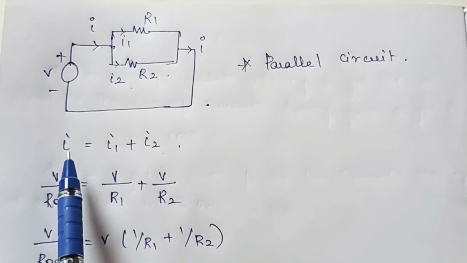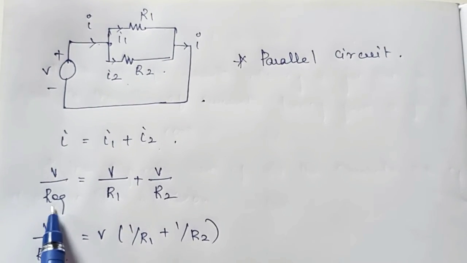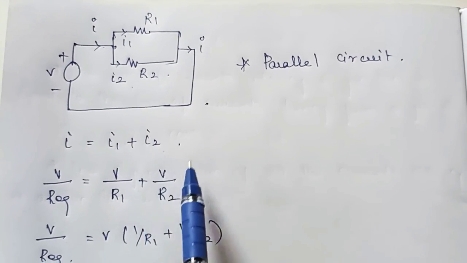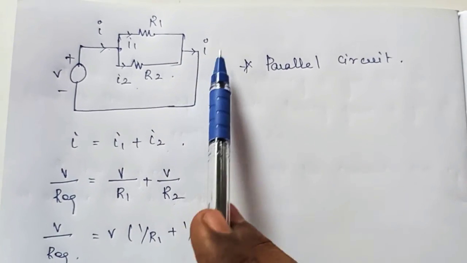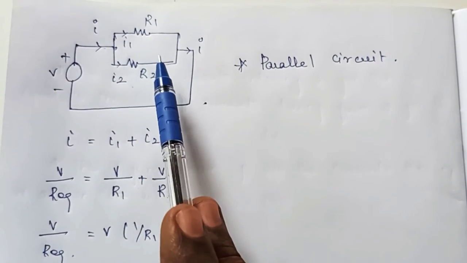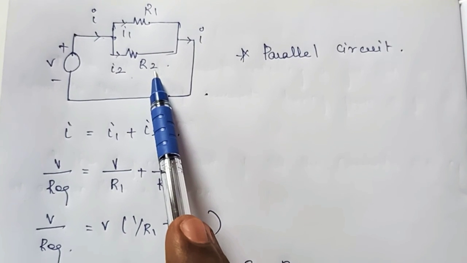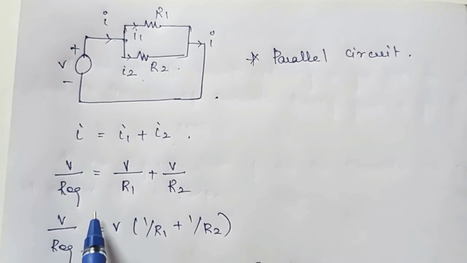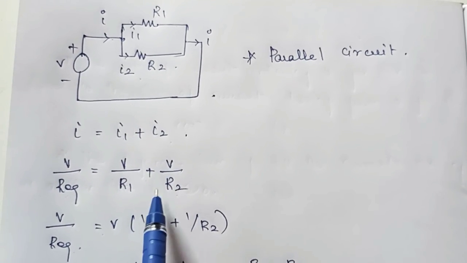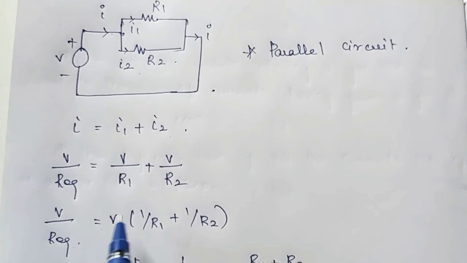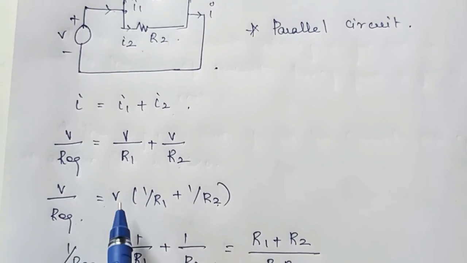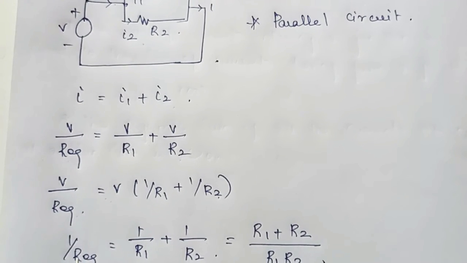By Ohm's law, I is equal to V by R equivalent, and I1 is equal to V by R1, I2 is equal to V by R2. In parallel circuits, the current differs, but the voltage across the resistor R1 and resistor R2 is the same. Then V by R equivalent is equal to V by R1 plus V by R2. V is common in both the terms, so take it out, then the remaining is 1 divided by R1 plus 1 divided by R2. Now cancel the V on both sides.